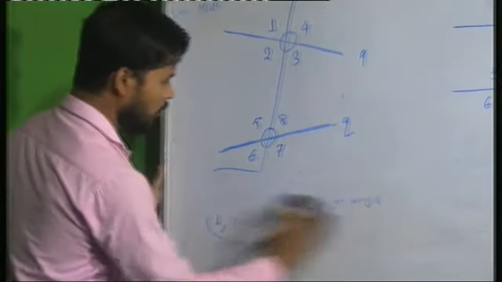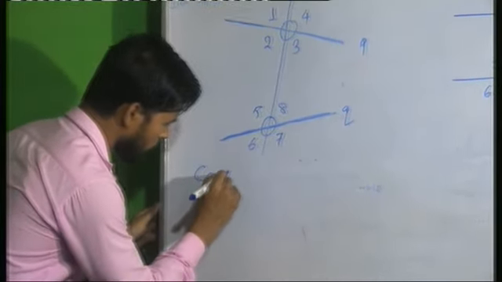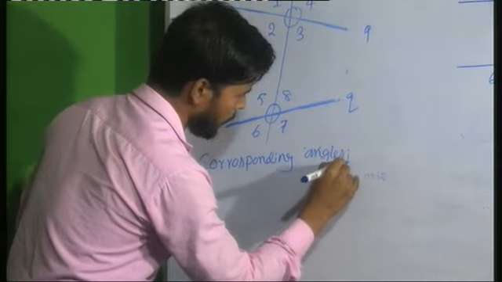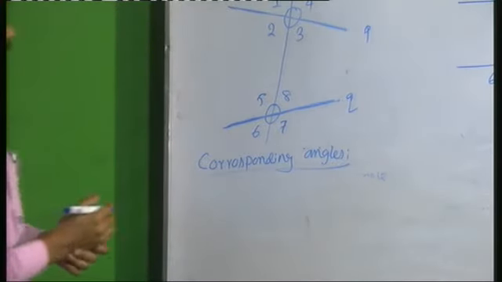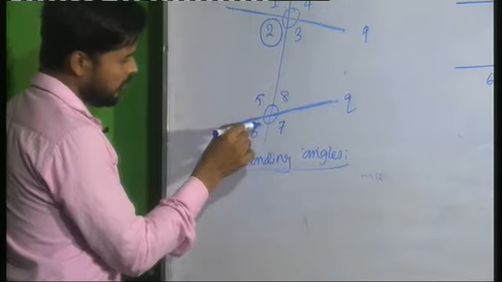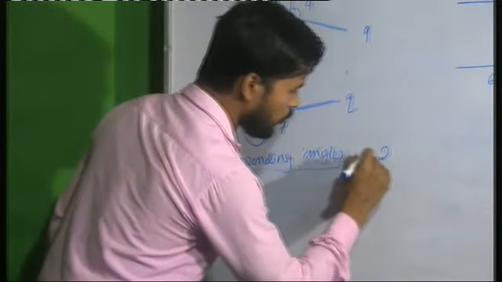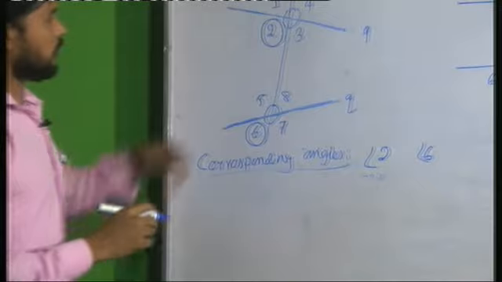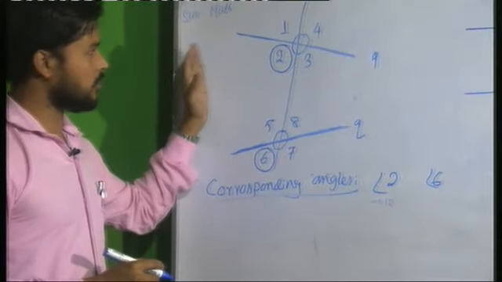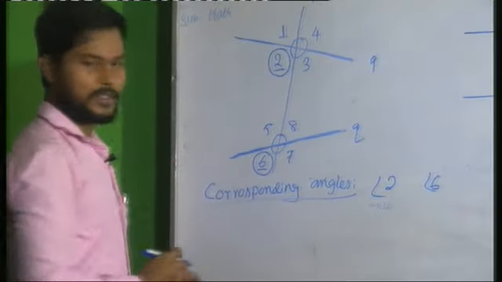Now we'll discuss what is the corresponding angle. What is a corresponding angle? Suppose one interior angle 2 and the farthest exterior angle 6 are said to be corresponding angles. Angle 2 and angle 6 are corresponding angles. There is one interior angle and two exterior angles, 1 and 6, on the same side of the transversal, but not the nearest, the farthest is called the corresponding angle. So angle 2 is the corresponding angle of angle 6.